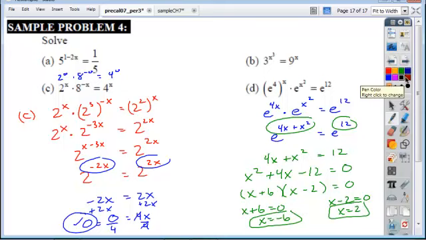Okay, and let's test these, make sure they work. So when we plug this back in, 4 times a negative 6 is negative 24. Negative 6 squared is 36. Is negative 24 plus 36 equal to 12? Yeah, so that one checks. What about 2? 4 times 2 is 8 plus 2 squared is 4. Is 8 plus 4 equal to 12? Yeah, so that checks as well. So you have those two solutions.